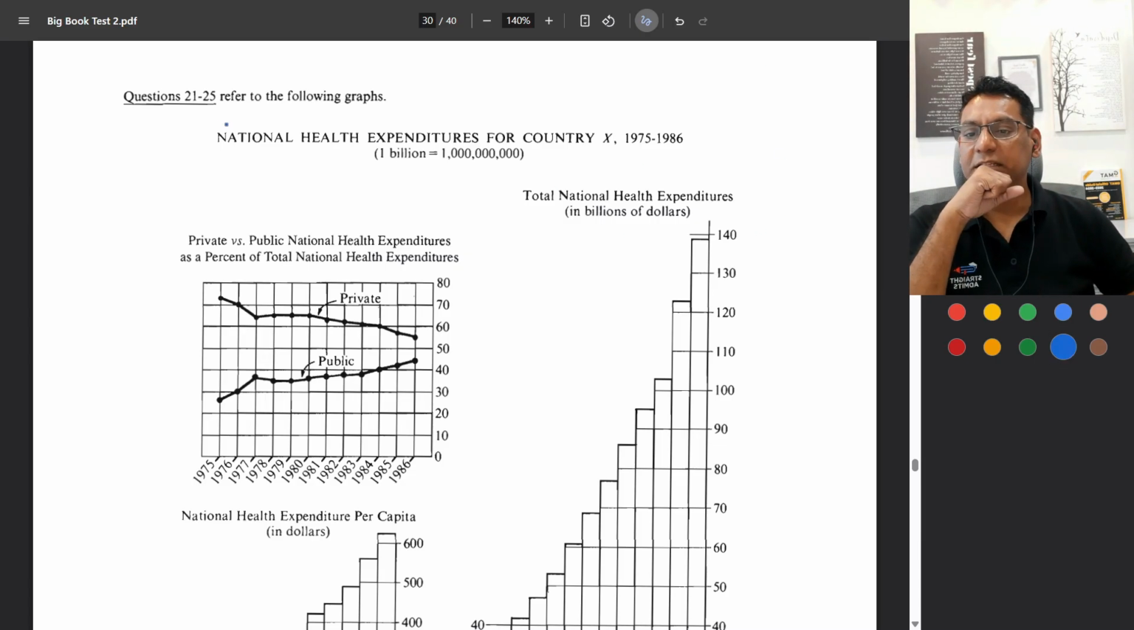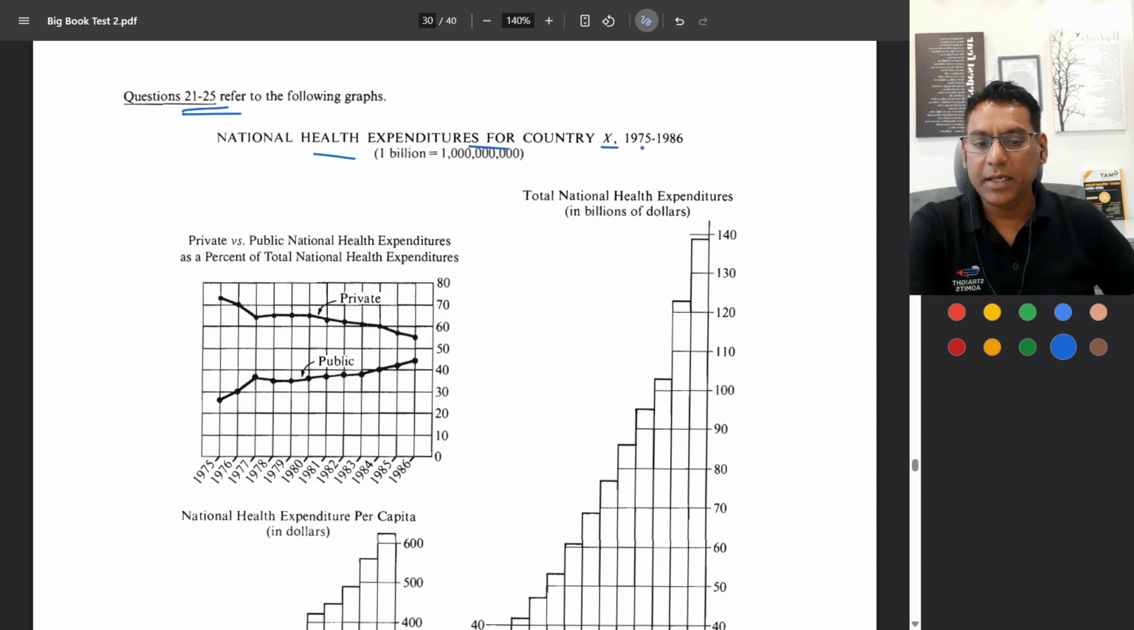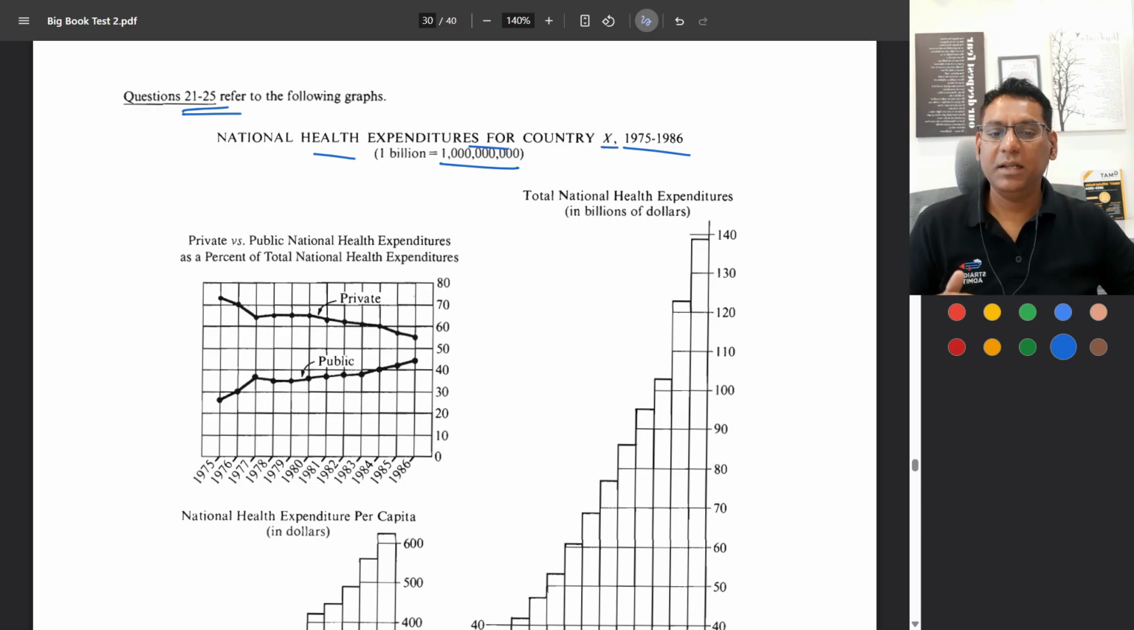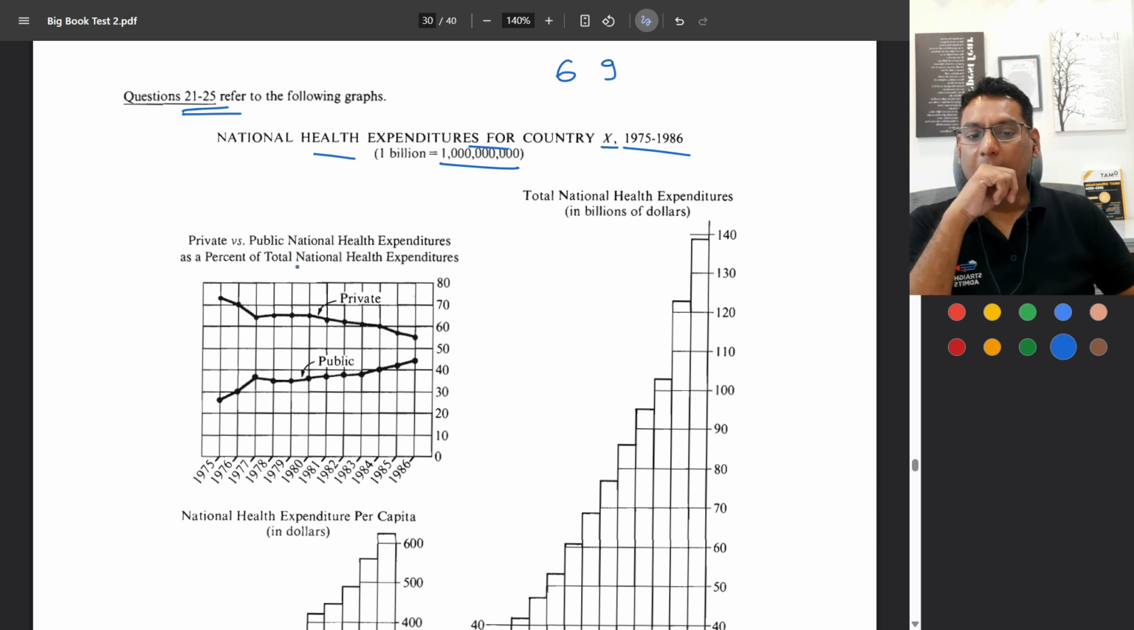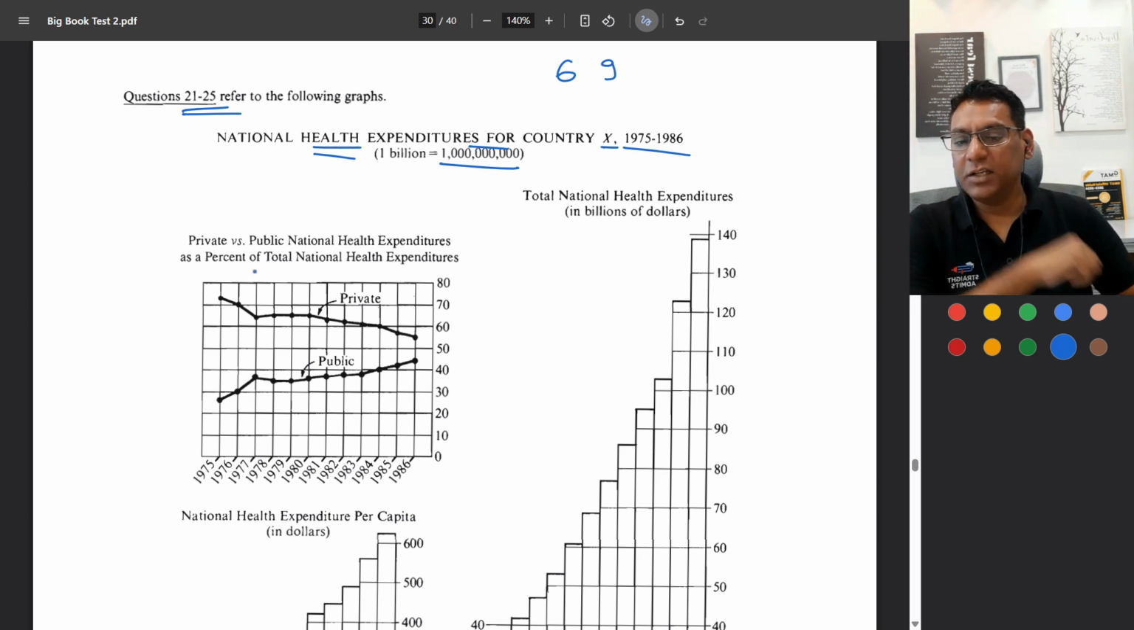Okay, let's look at these graph questions. There are 5 questions on this graph. National health expenditure for country X, 1975 to 86. $1 billion is this. Generally keep in mind, a million is 6 zeros after 1 and a billion is 9 zeros after 1. So this is health expenditure, national expenditure.